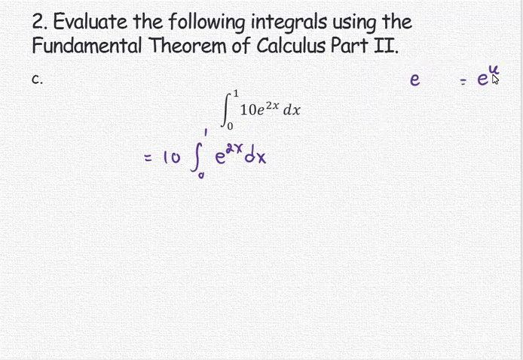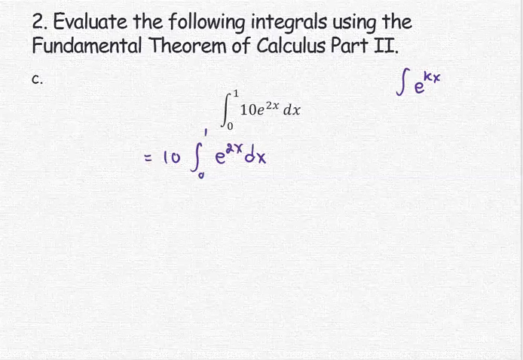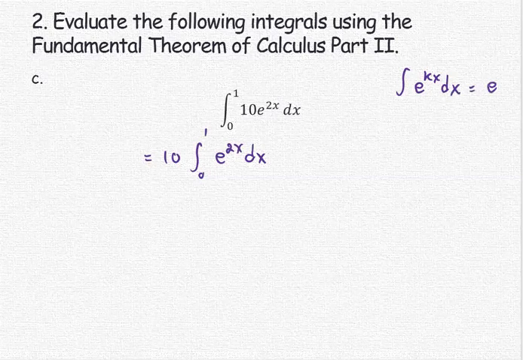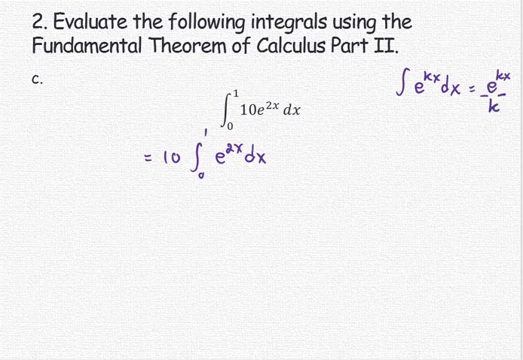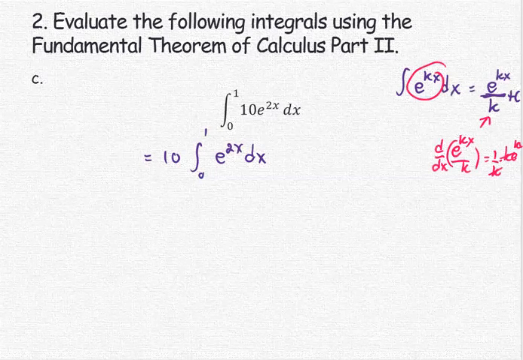Let me rewrite it in a form that is easy to apply. The integral of e to the power kx with respect to x is e to the kx divided by k. Why divided by k? Because when you check the result, since this is the antiderivative, when you find the derivative of e to the kx over k with respect to x, you're going to get 1 over k multiplied by k e to the kx. So k and k reduce, and it gets back to just plain e to the power kx.